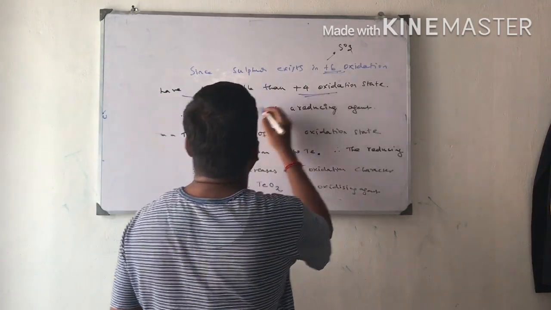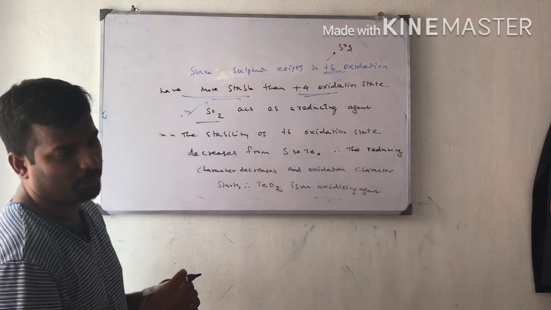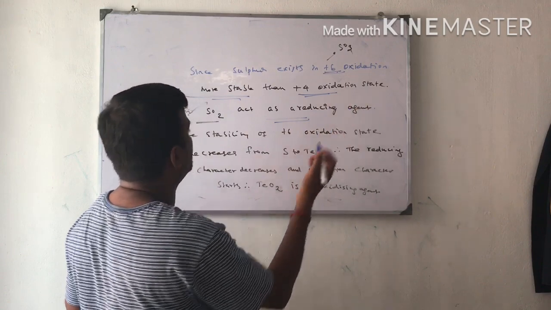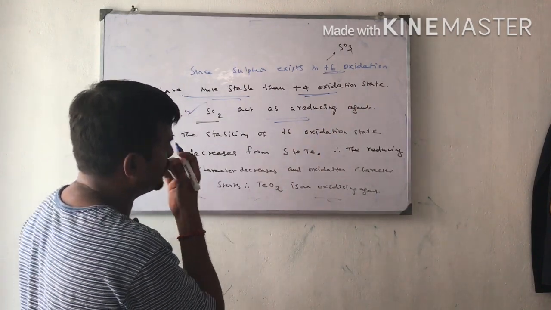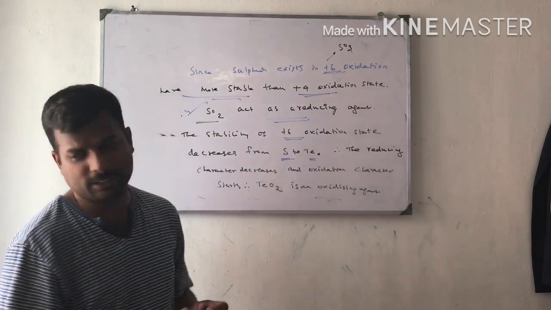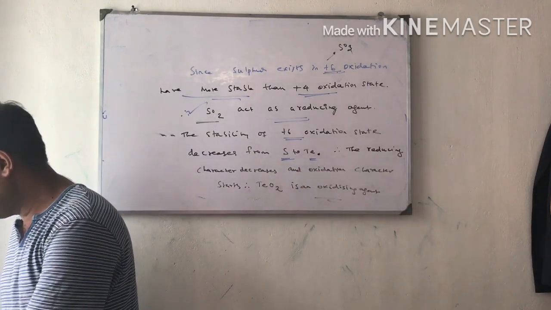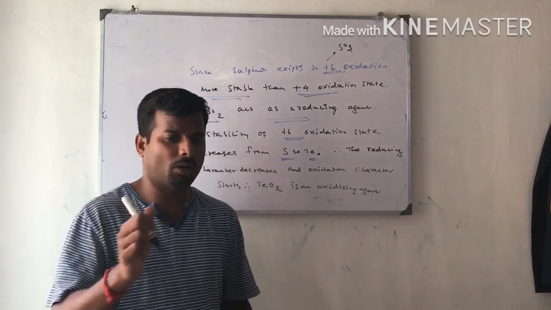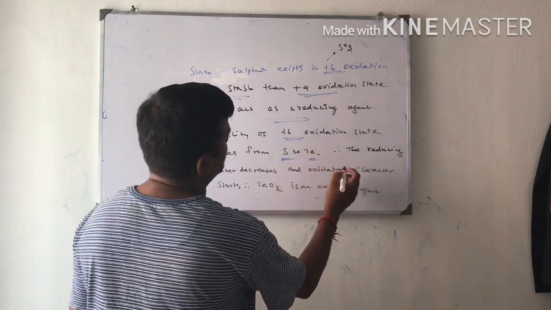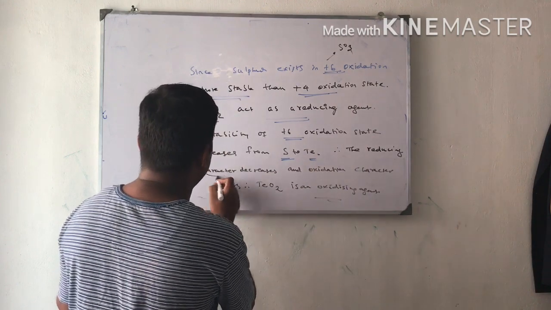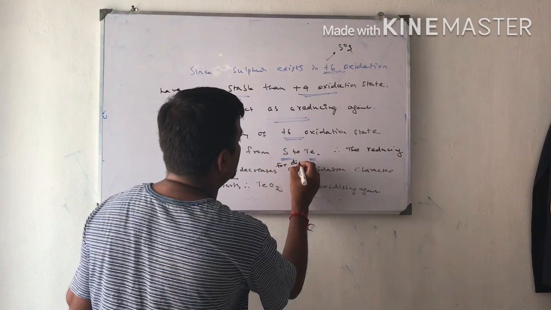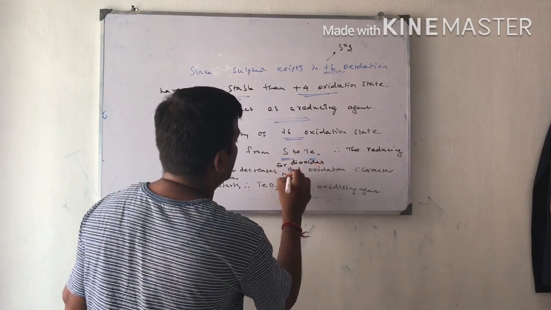And that is why sulfur dioxide is less stable compared to sulfur trioxide. So sulfur dioxide acts as a reducing agent. The stability of the plus 6 oxidation state decreases from sulfur to tellurium. The reason is size increases. If the size increases, the bond stability of the oxidation state decreases. The reducing nature decreases for dioxides, this also you have to mention.